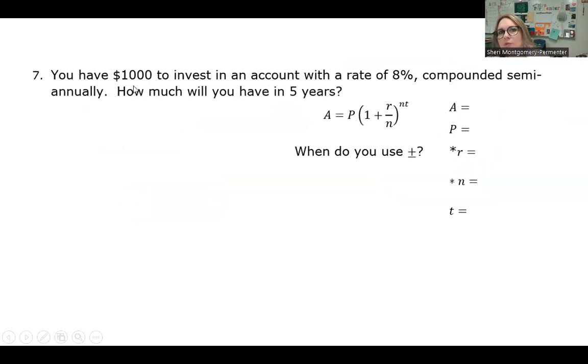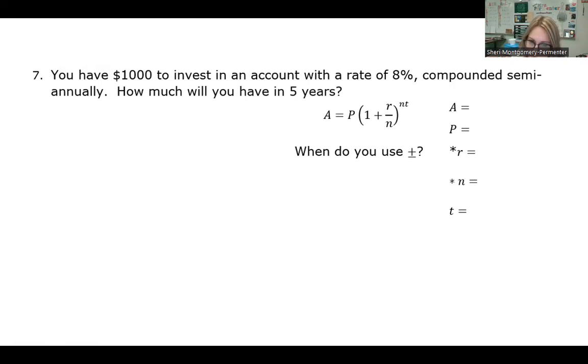The next problem, you have $1,000 to invest in an account with a rate of 8% compounded semi-annually. How much will you have in 5 years? I am giving you a formula. The one on your paper says plus or minus. It should have just been a plus. There are other formulas where there is a plus or a minus.